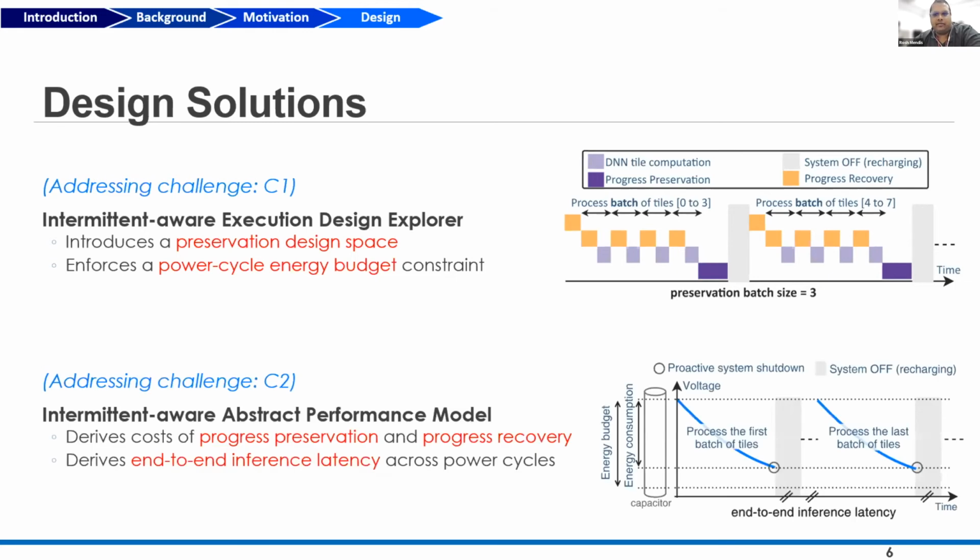And we address the second challenge by introducing an intermittent-aware abstract performance model, which formulates the additional costs of progress preservation and progress recovery, as well as computation, for a given candidate intermittent execution design. This allows us to formulate the energy and latency costs of a power cycle, which in turn is used to derive the end-to-end inference latency across multiple power cycles.